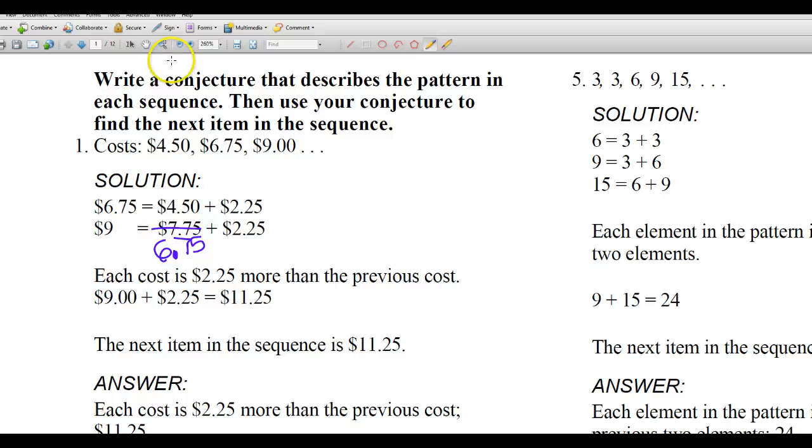So in number 1 we have $4.50, $6.75, $9. So in our solution here, $6.75 is $4.50 plus $2.25. $9 is $6.75 plus $2.25. So each cost is $2.25 more than the previous cost. So with that said, this is our conjecture. Each cost is $2.25 more than the previous cost. And use your conjecture to find the next item in the sequence. So the next item in the sequence would be $11.25.